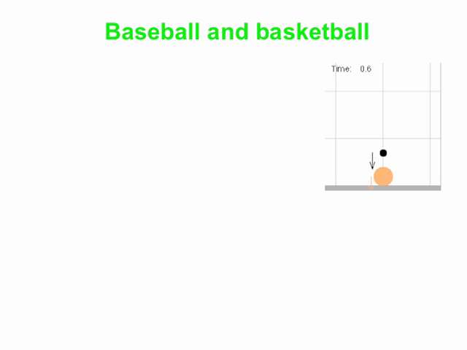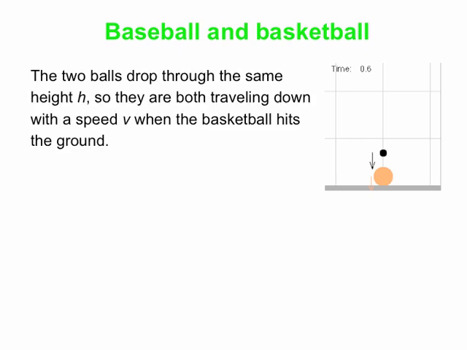Okay, so let's analyze just the downward drop. This is before any collisions have happened, and here we can apply energy conservation. They both go through the same height h, at least up until this picture. If the baseball is right on top of the basketball, then they definitely drop through the same height h. So they're both going to speed v when the basketball hits the ground.